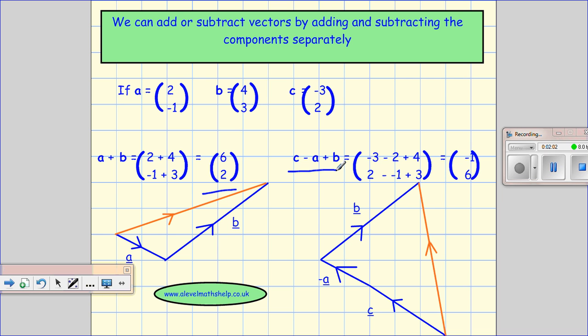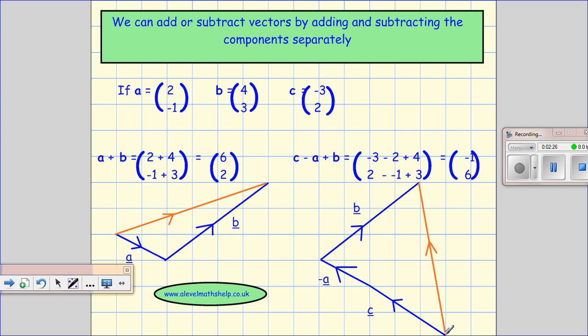Okay, so another example, c minus a plus b. So c is minus 3 for the x component, minus 2 plus 4 gives minus 1, and then c is 2, minus 1, plus 3 gives you the y component. So I've gone backwards 1, and then I've gone up 6.